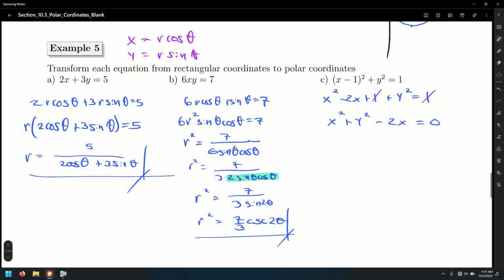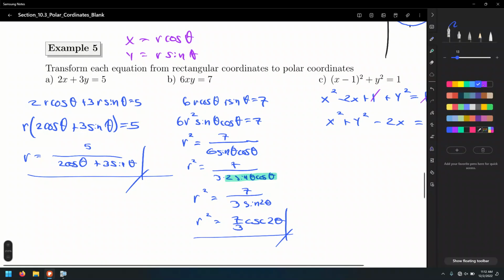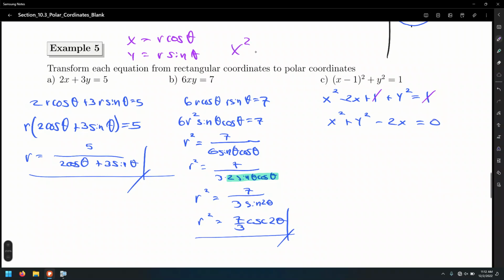Okay? I know what you might be thinking: replace x with r cosine theta, turn it into r squared cosine squared theta, r squared sine squared theta, but we don't need to do all that because we know that x squared plus y squared equals r squared. Just do that. Essentially, you should get the same if you go the other route, but no need. So this is r squared, and replace this x with r cosine theta.